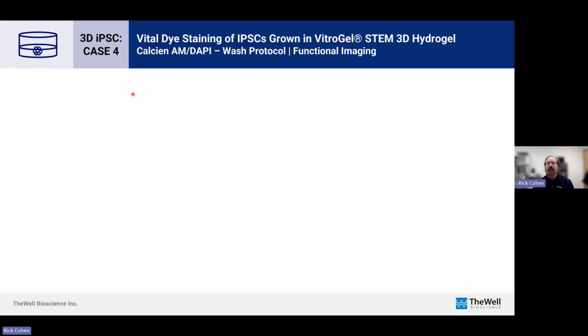So vital dye staining is pretty common in labs. I'm going to talk about something called calcein AM, which is a green vital dye taken up into cells, and DAPI, which is a blue dye, which will be taken up into dead cells. This is a wash protocol, which means you have to wash out the reagent, but it does give you some functional imaging data.